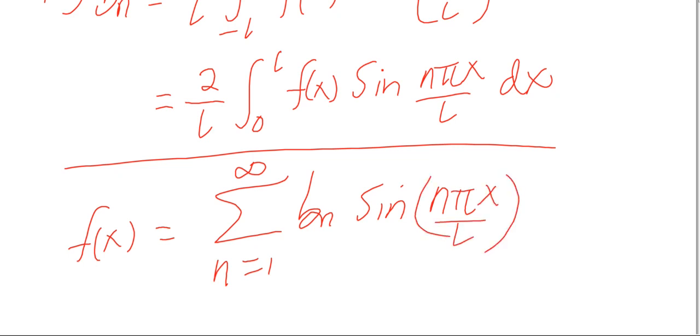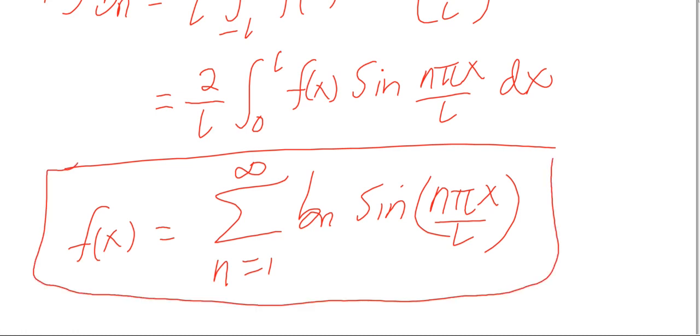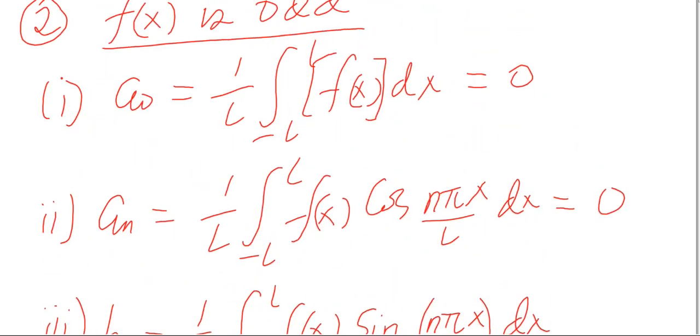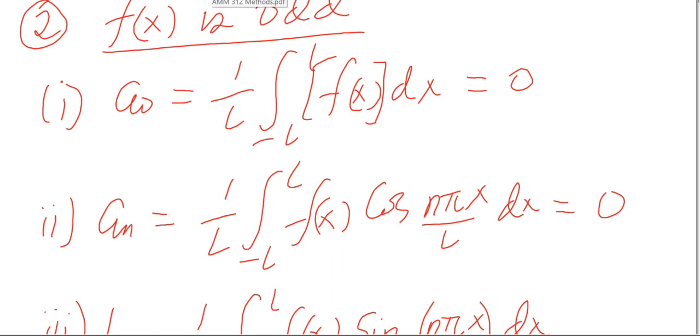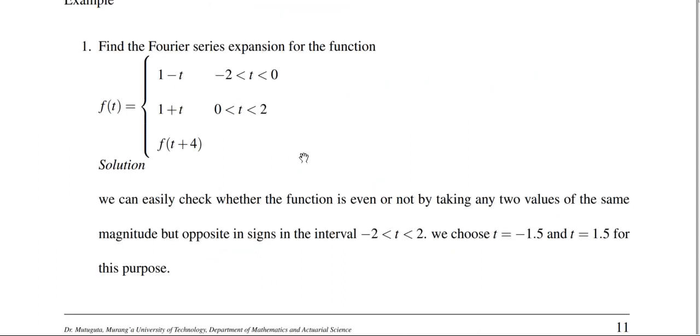You can see the simplification: the knowledge of the fact that f of x is odd simply tells us that the values of a naught and an are 0. So we don't have to keep integrating the functions to find those. We only need to find bn. And that leads to some simplification of our work before we even start working it out. We can know that we only need to find bn. So now, let's look at this example here.